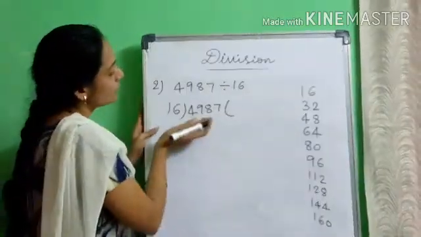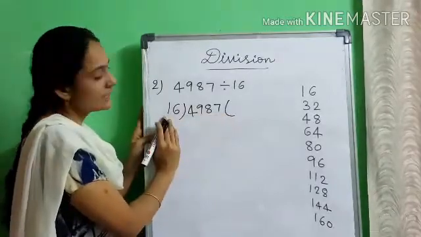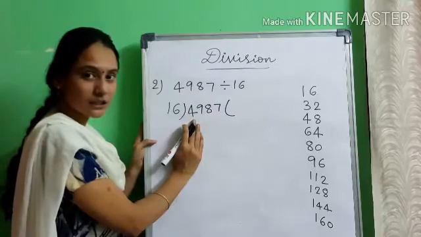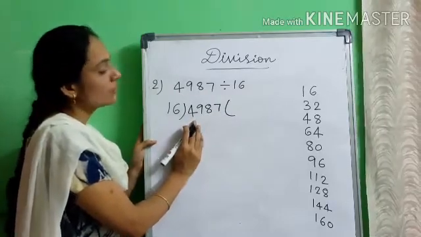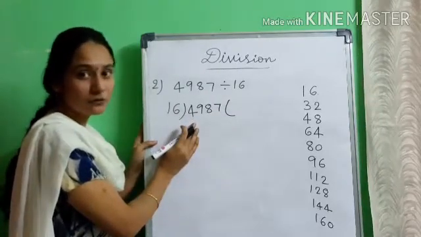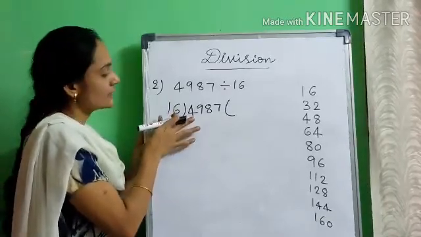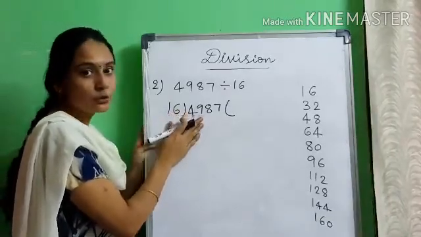Children, 4,987 divided by 16. Now first check the digit in the thousands place. What is the thousands place digit? 4. So 16 is greater than 4. It is not possible to divide. Now take the digits in the thousands and hundreds place together.